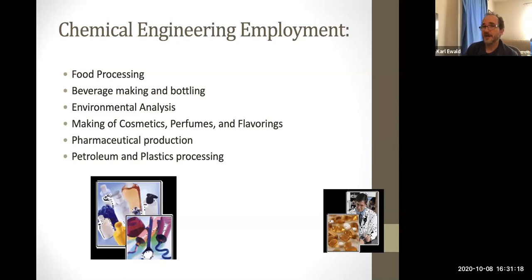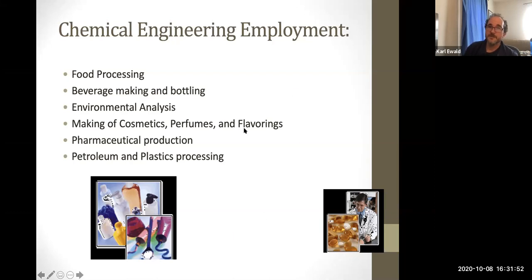Beverage making, bottling, environmental analysis. We talked a little bit about that. But just even the tests, like a COVID test, how does that work? How does that happen? And I'm not expecting anyone to answer that, but that means that somehow you are able to distinguish the complexity of a molecule. And there's a lot of engineering that goes into the process of making those tests.